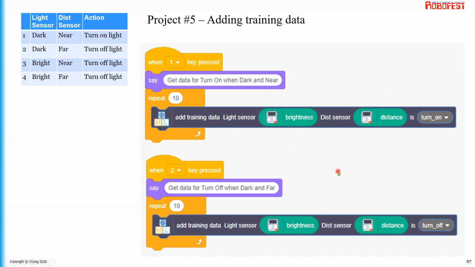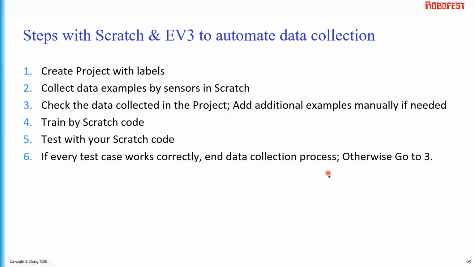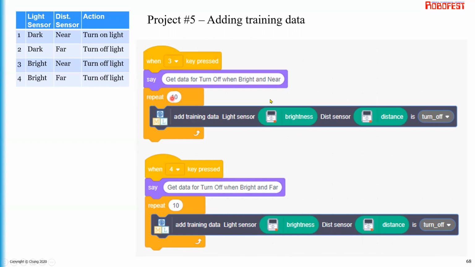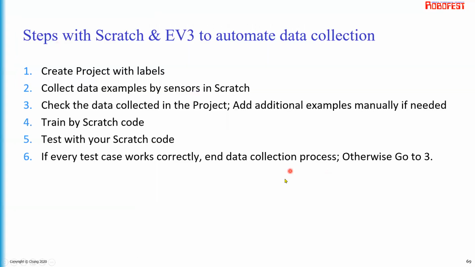The other 4 cases are here for number 3, 4 cases there, all turn off cases. And this is a suggested way to automate data collection with robots.